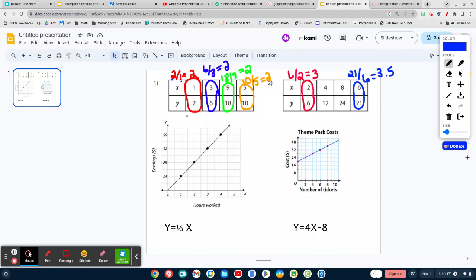So our equation for this table would be y equals 2x. I could then find the y value for any x value in the world.